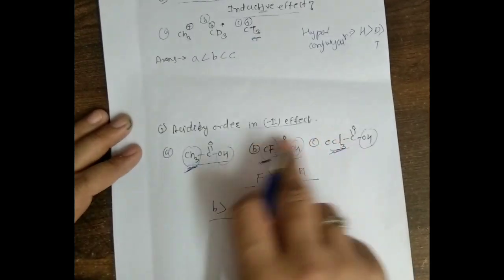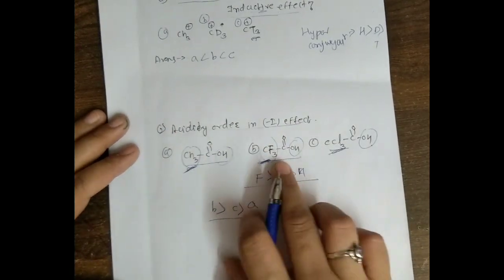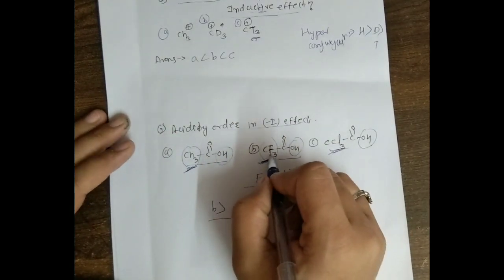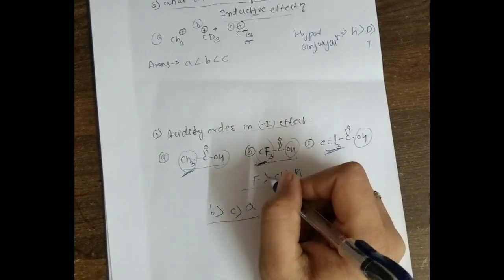This is the -I effect. This shows the inductive effect, meaning the withdrawing of electrons. This fluorine is withdrawing electrons from this carbon atom, so that this shows the -I effect.